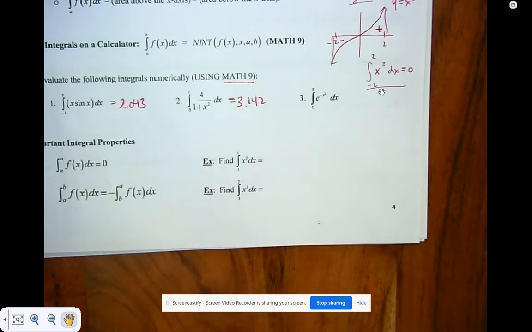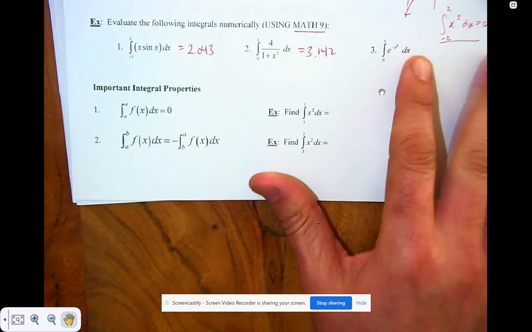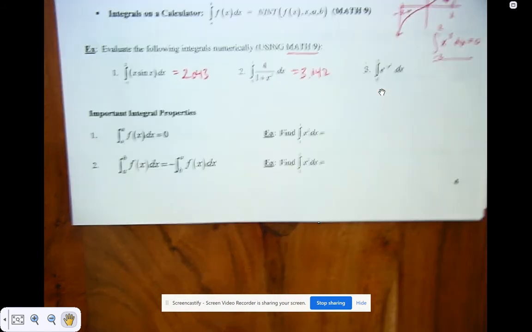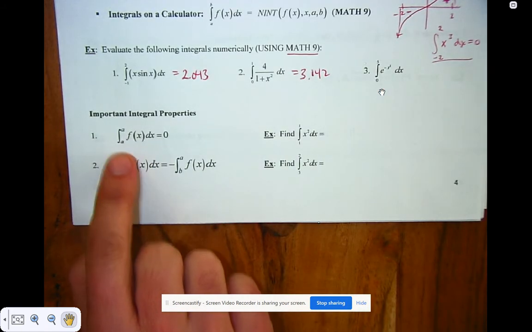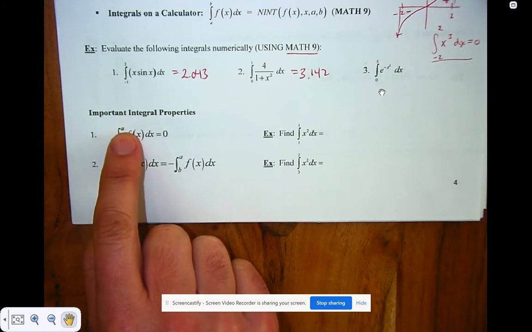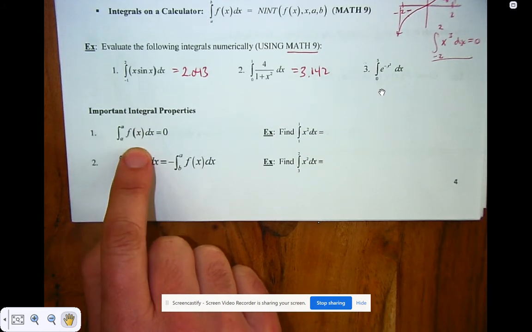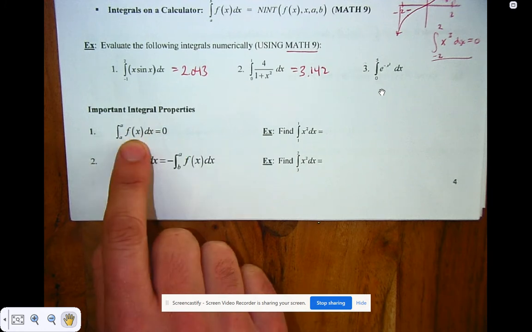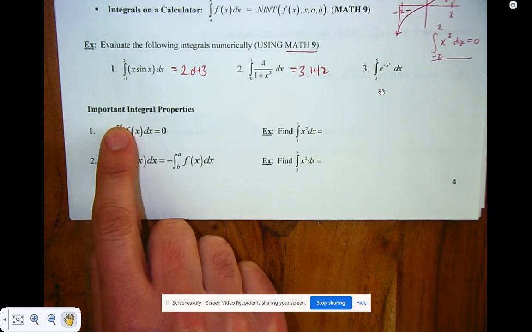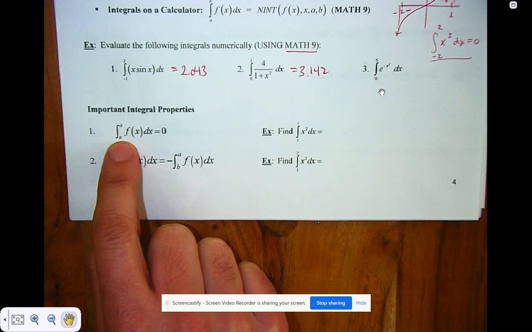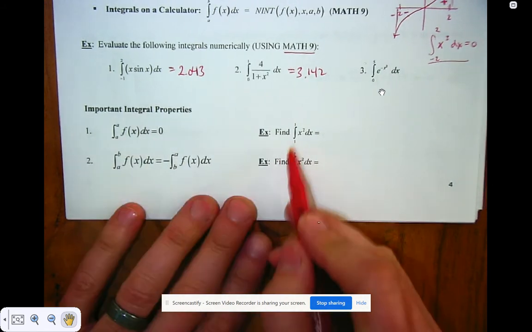All right, so let's talk about these two properties, and they're pretty simple and straightforward. They should make good sense. The area from A to A underneath the function will always be 0, whatever the function is. If you go from 5 to 5, right, there's no area. There's no space. You haven't gone anywhere. So this is just straightforward. You don't need to type this in Math 9.